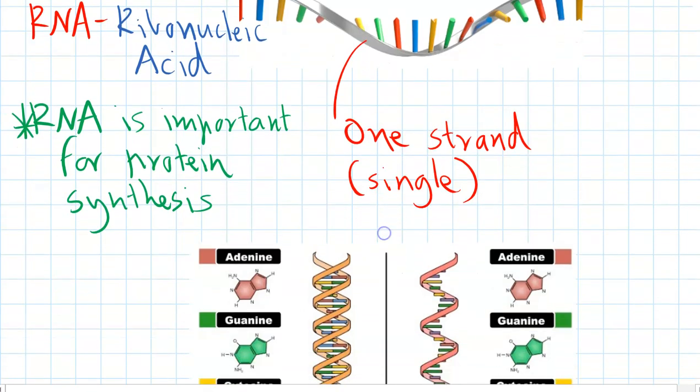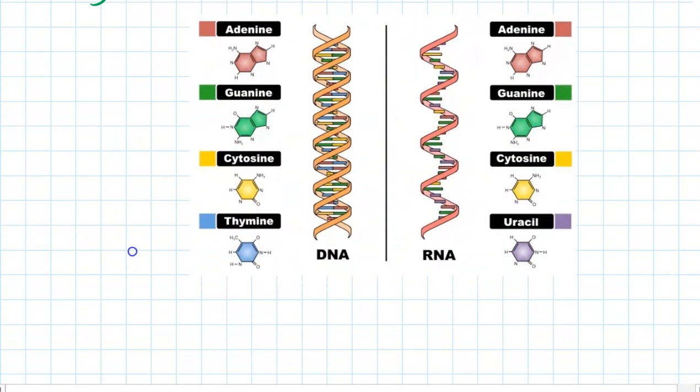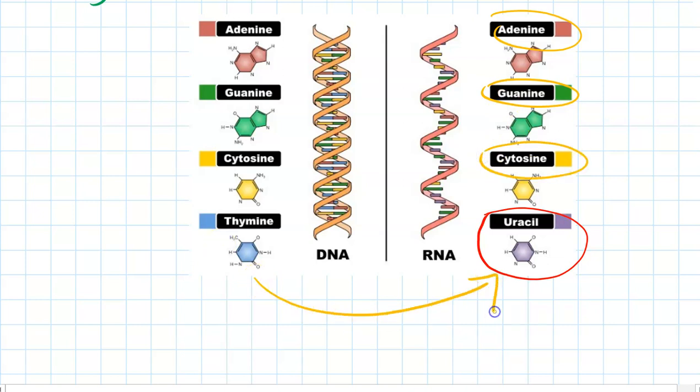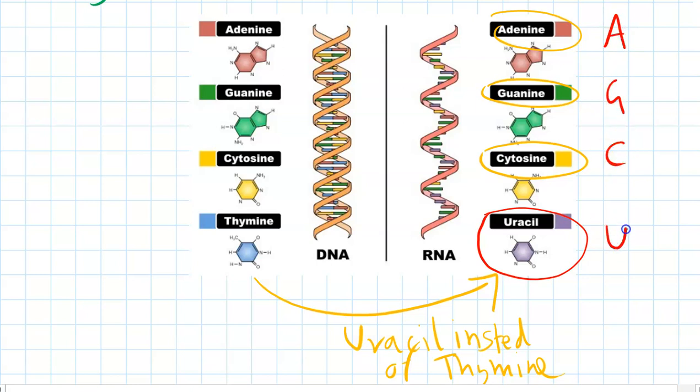The final difference between RNA and DNA, other than being single-stranded, is that RNA actually has one base different to DNA. So RNA still has adenine, still has guanine, and still has cytosine, but instead of thymine, it has uracil. Uracil instead of thymine. So the 4 bases that you find in RNA molecules are A, G, C, and U.